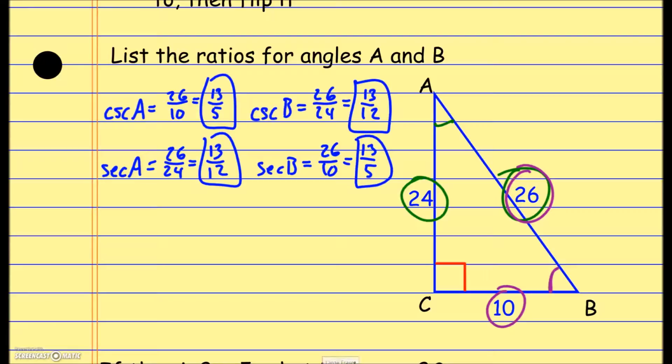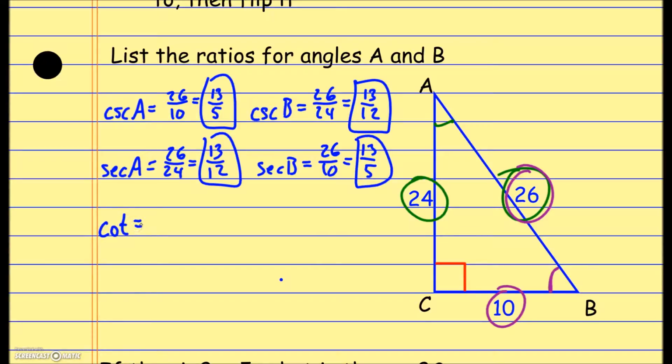It was the same as the special relationship that we had between sine and cosine. When you look at cosecant of A, it's the same as secant of B. And when you look at cosecant of B, it's the same as secant of A. And that was true with our sine and cosine as well. All right. And then last, we've got the cotangent.